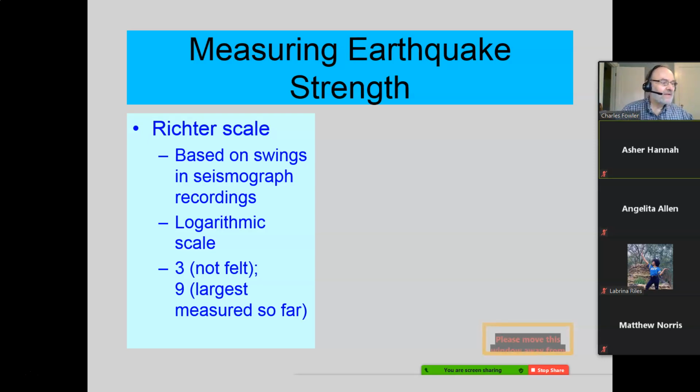Now, nowadays we use something else, not the Mercalli scale. We use the Richter scale. Okay.